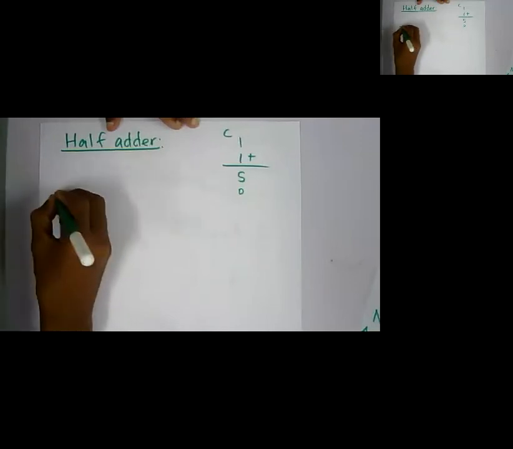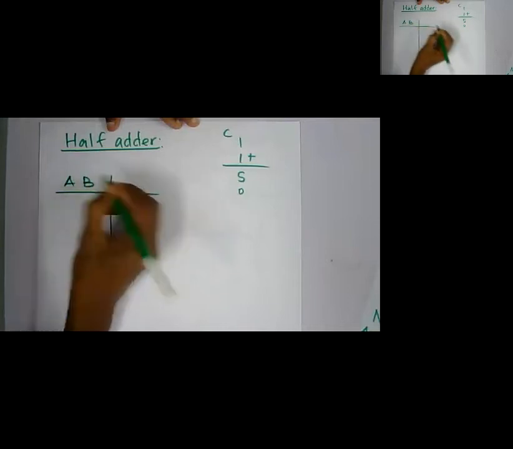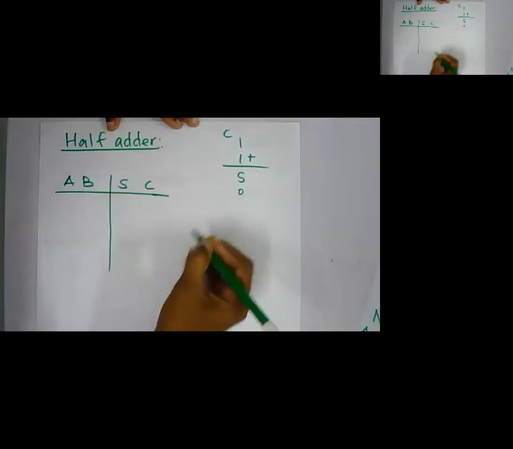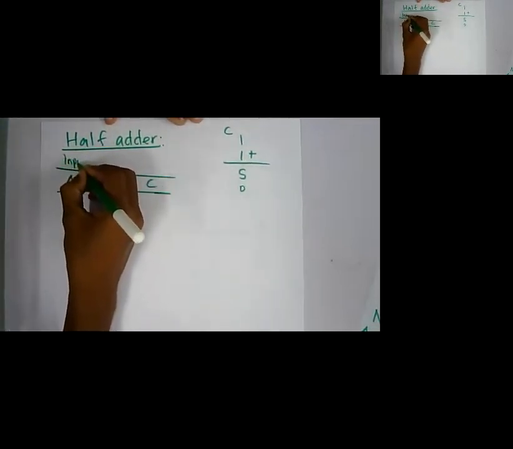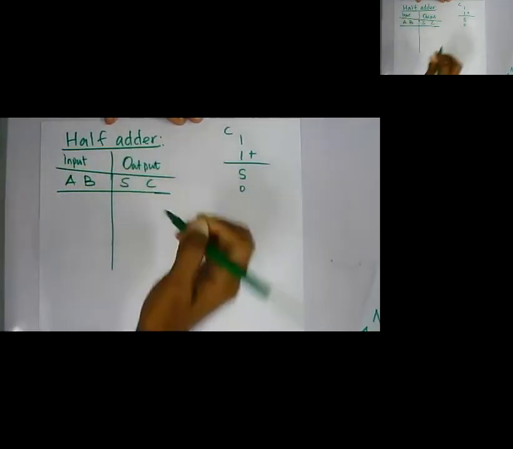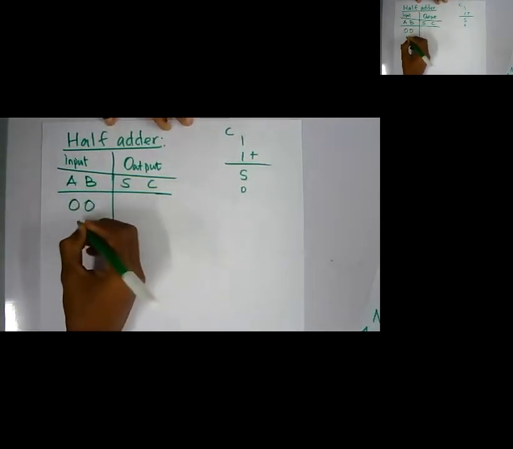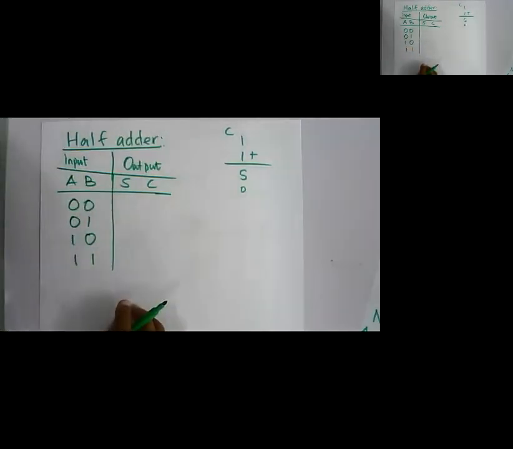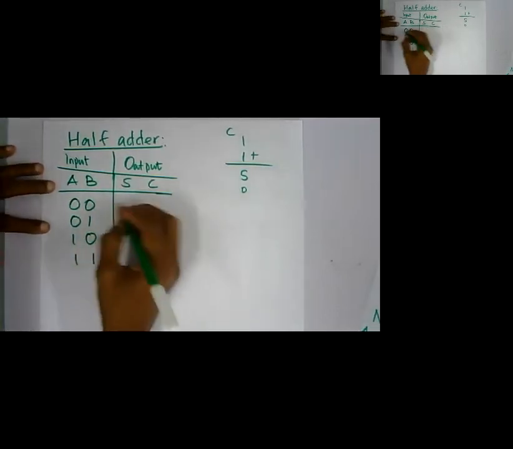So for example, if I am going to add two bits, A and B, I am going to have two outputs, which are sum and carry. So this will be my input. This will be my output. As I said earlier, I have only two variables, so it could be 0, 0, 0, 1, 1, 0, and 1, 1. So now let me put the sum first.